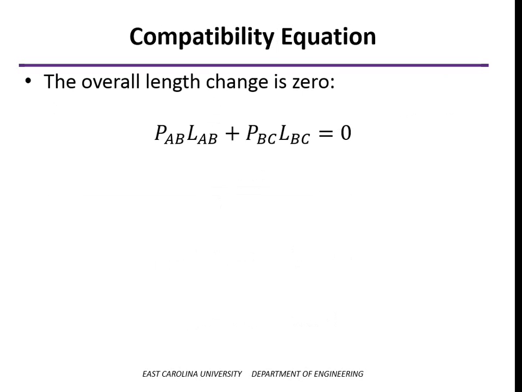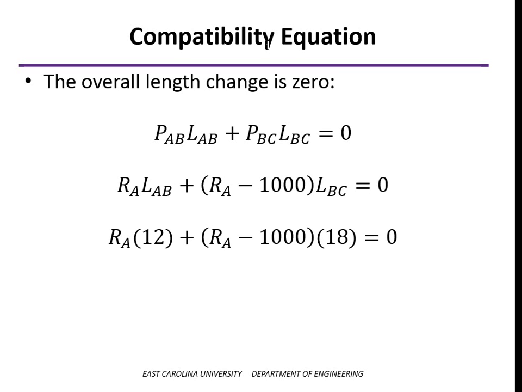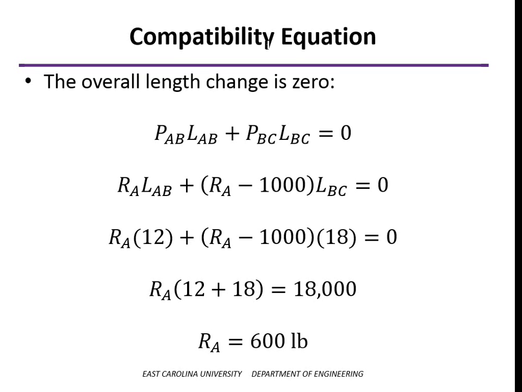So taking what we had earlier from the compatibility equation and now replacing the stress resultants PAB and PBC with the equations for the reaction forces that we came up with, we can do a little algebra and solve for RA. And so the reaction force at A is equal to 600 pounds.